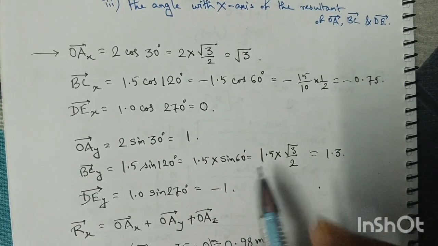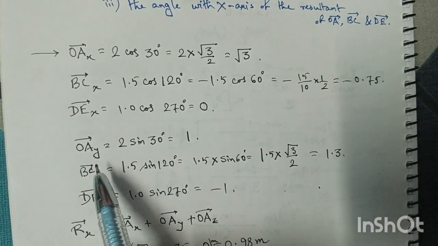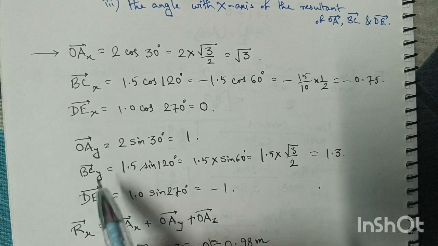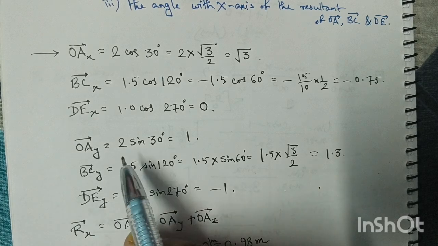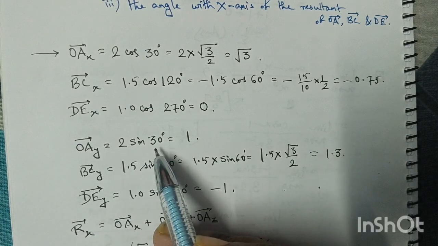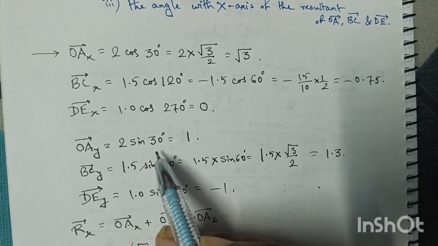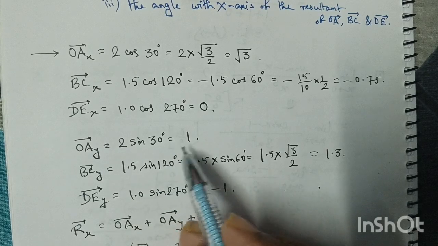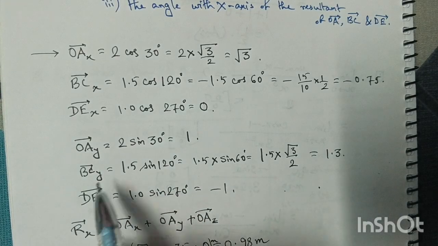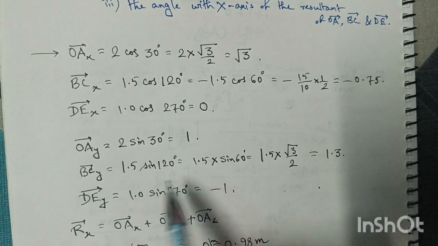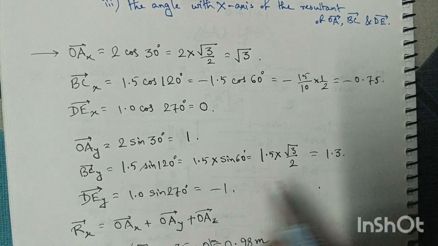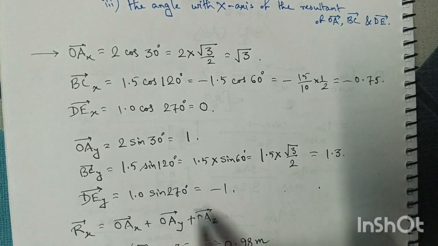Similarly, when we find the y component of OA, BC and DE, it will be OA sine 30 degree, that is the magnitude of OA times sine 30 degree to be precise, equal to 1. And in a similar way, we get the y component of BC to be 1.3 and the y component of DE to be minus 1.